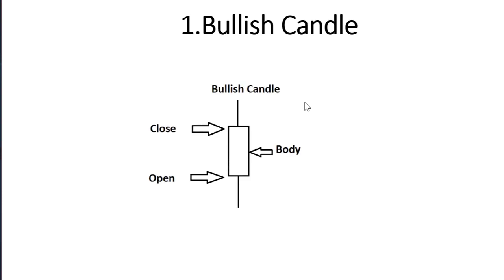So let's get more into it. The first one is the bullish candle. If the buyers are more aggressive than sellers, price action is positive. So the closing price is higher than the opening price, or we can say we opened at the lower part of the body and closed at the higher part of the body. The body is usually white or green for a bullish candle.